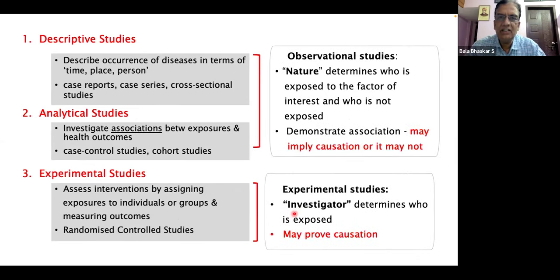So to understand further, the first two types of epidemiological studies, the descriptive studies and analytical studies, can be grouped as observational studies, and the last one would be called the experimental study. Observational studies are the ones where nature determines who is exposed to the factor of interest and who is not exposed. Trying to demonstrate an association may imply causation or it may not. We don't do anything actively. When we speak about experimental studies, the investigators, we as researchers, determine who is exposed to a certain factor of interest. And these experimental studies are more likely to be effective in proving causation. So broadly, we have observational studies and experimental studies.